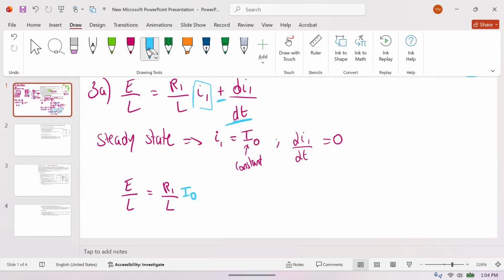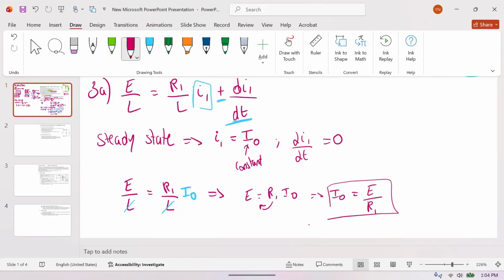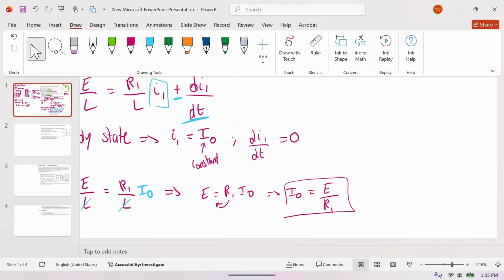Now get I0 to one side. Obviously, everything is multiplied and you have L on both sides, so you can remove them. We take R1 to the other side, and I0 will be E over R1. As expected, the current is the voltage over the resistance when we are talking about the steady phase.